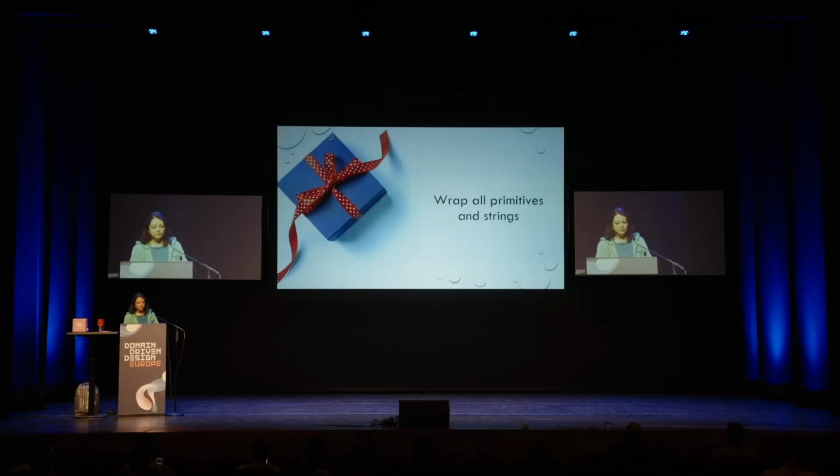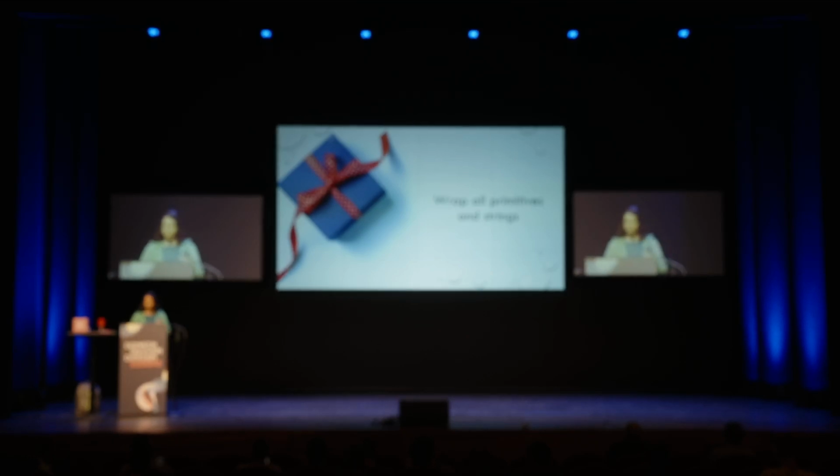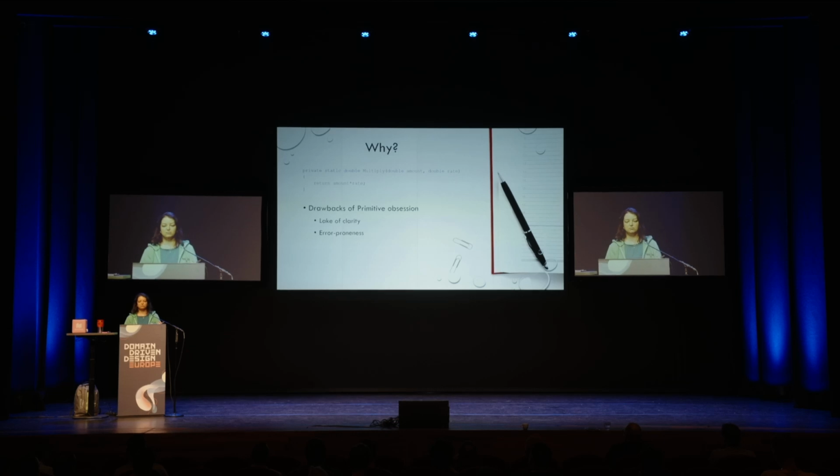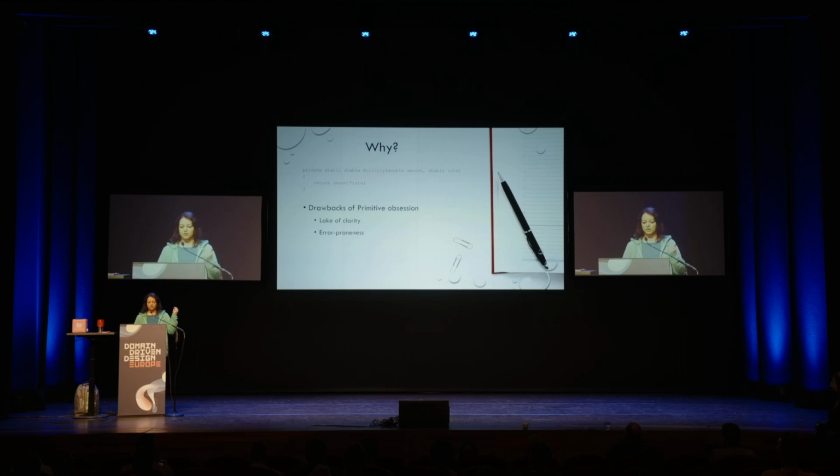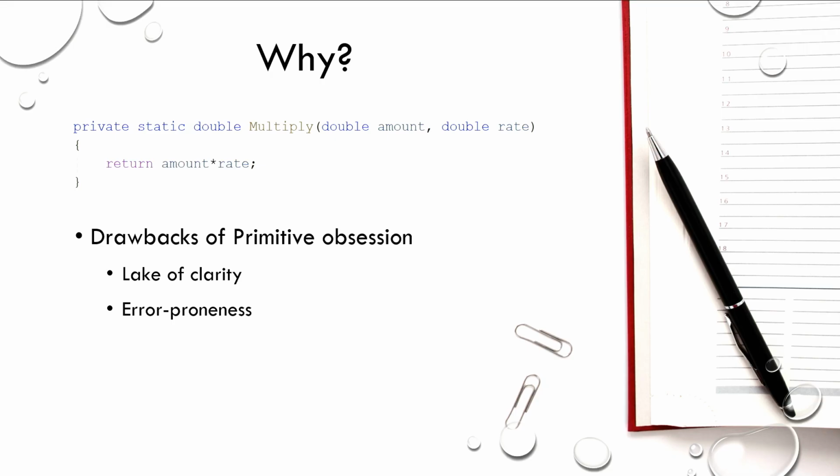First rule, wrap all primitives and strings. What does this rule really mean, and why do we need to respect it? The answer is that the use of primitives for complex concepts makes the code less understandable, like in this example. Without a dedicated structure, we can have errors, like replacing a value, which is the rate, by an amount, because they are the same type, for example, both are double.